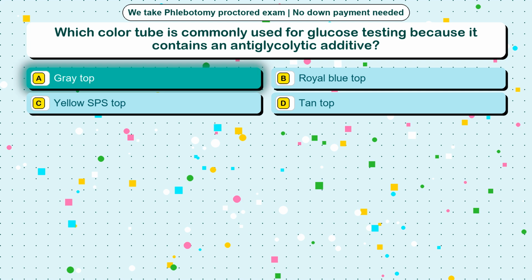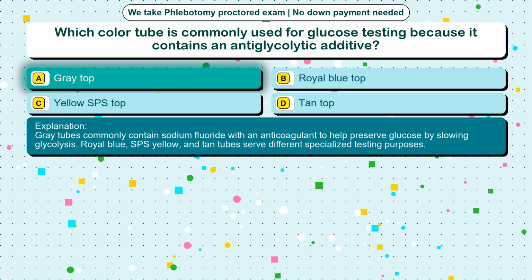Gray top. Gray tubes commonly contain sodium fluoride with an anticoagulant to help preserve glucose by slowing glycolysis. Royal blue, SBS yellow, and tan tubes serve different specialized testing purposes.